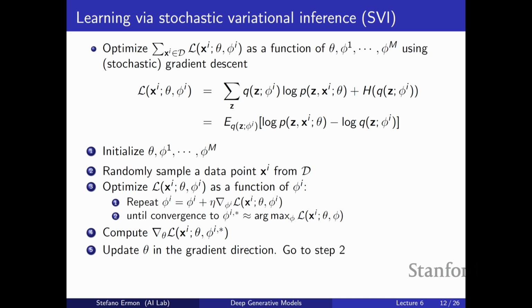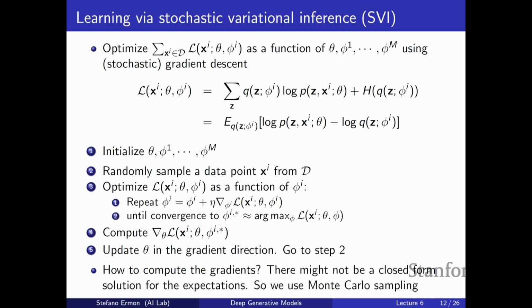Cool. So that's, conceptually at least, a good way to think about how you would train a model like this. The part that is still not obvious is how you compute these gradients. How do you compute the gradients with respect to theta? We need two gradients. At step 3.1, we need the gradient with respect to the variational parameters. And at step 4, we need the gradients with respect to the model, the actual decoder, the actual neural networks that define the VAE.